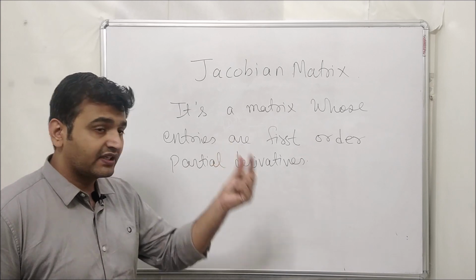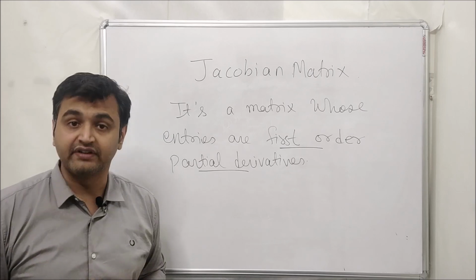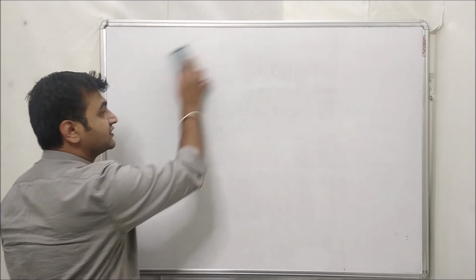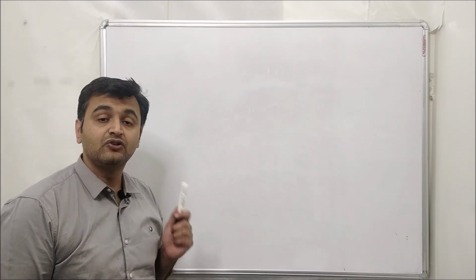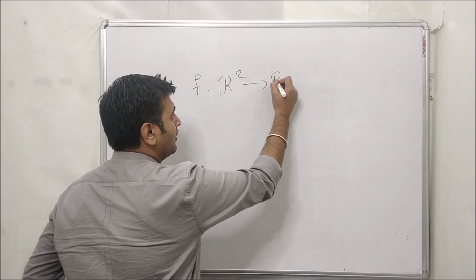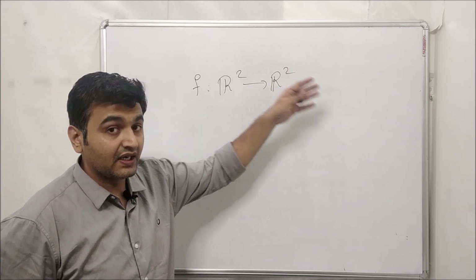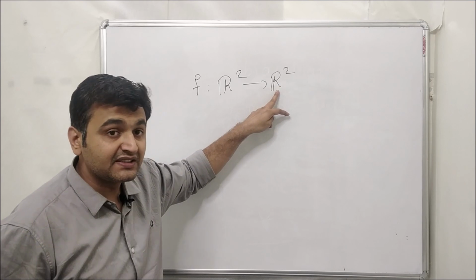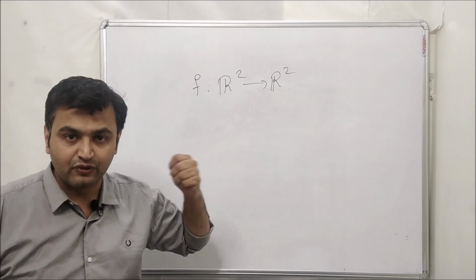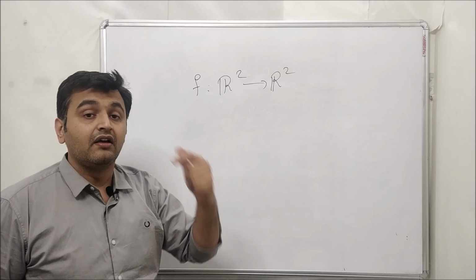It's a matrix where the entries are nothing but the first order partial derivatives. To be precise, suppose you have a vector valued function, say f from R2 to R2. Vector valued means your output is a vector, like whenever output is in R2, R3, R4, any n dimensional space where n is bigger than 1. If it is R as an output, then it's a scalar valued function. But whenever it is Rn, n bigger than 1, it is a vector valued function.